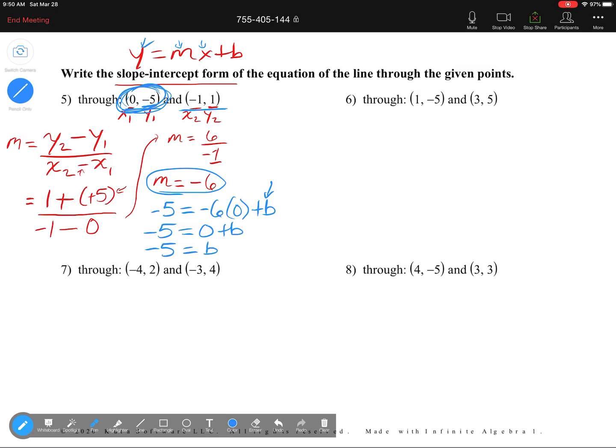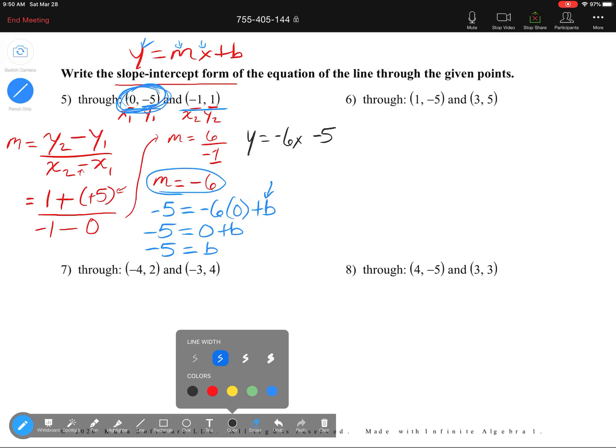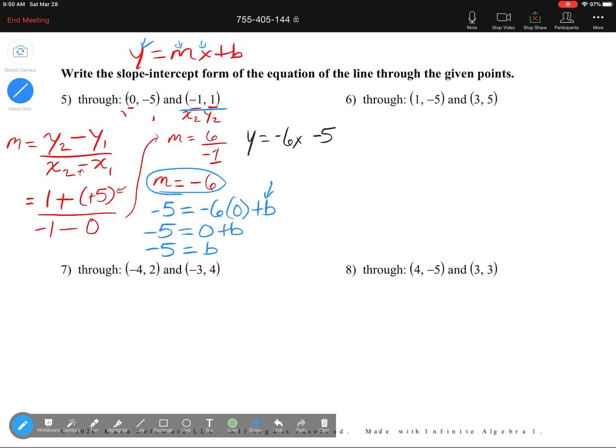So to rewrite our line, we would end up with y equals our slope that we just found, negative 6, x plus negative 5. Or if you want, you could just do minus 5. That's fine too. All right. Now, the quicker way is just to recognize, oh, I'm actually given my y-intercept right here. So if you can spot that and identify that, great.